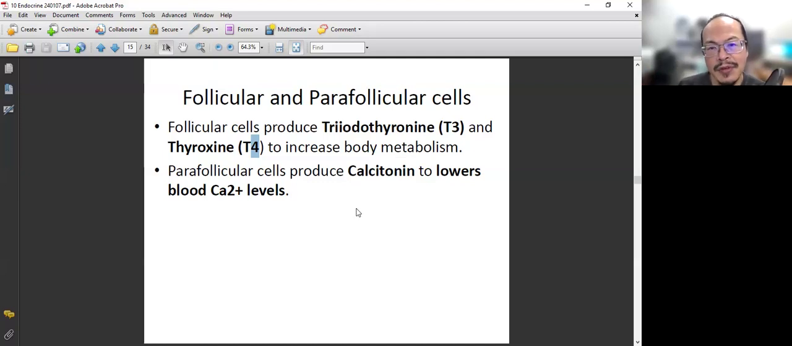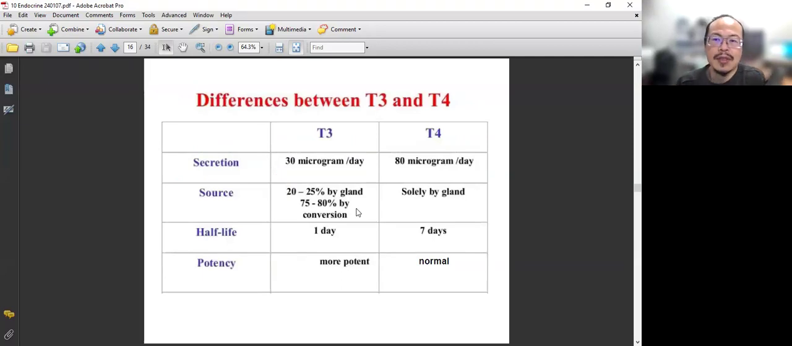So what's the difference between T3 and T4? I'd like to show you this table. The answer is very easy. You have more T4, but T3 is more potent. So basically the thyroid gland, these follicular cells, produce both T3 and T4. When they are released into the blood, T4 will stay for a longer time. There is more T4. In the beginning, they are produced more. During circulation, they survive longer. The reason they survive longer is because they are not that potent. They are not that active.